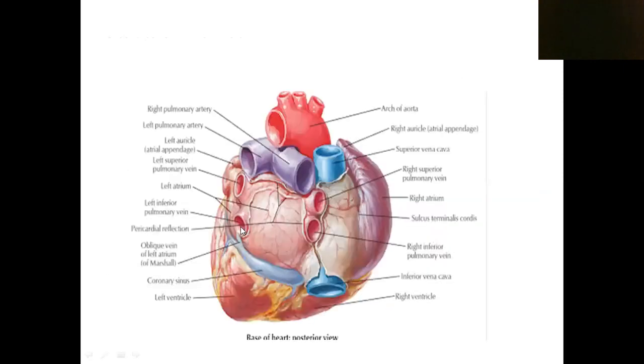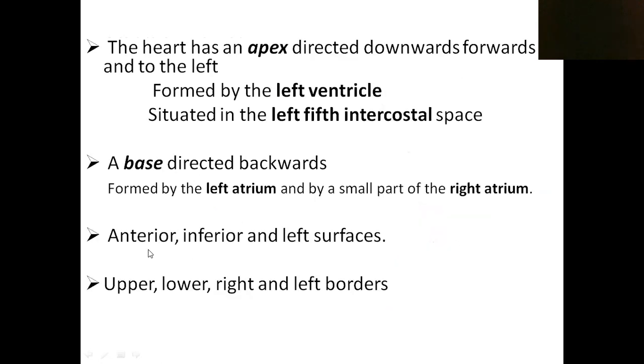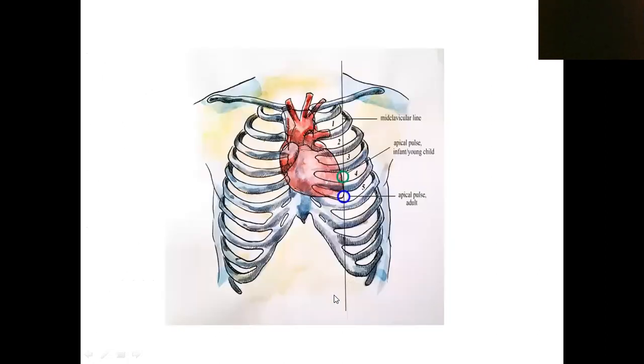See, this area is the base. This is the posterior view of the heart. This area is the base. So it is formed by the left atrium as well as the right atrium. So the base is formed by the right and left atria. Then it has three surfaces: anterior, inferior, and left surface, and four borders: upper border, lower border, right and left borders.